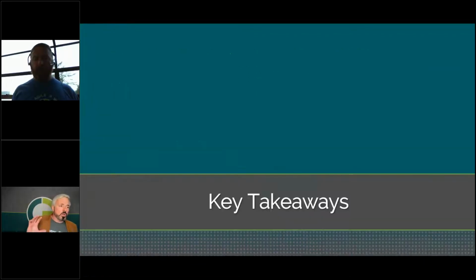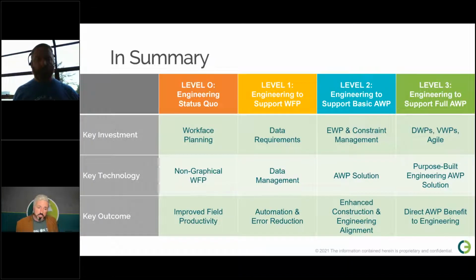So we went through a lot of things today, talking about the different levels of AWP maturity, the investments in technology and outcomes associated with those. From a summary perspective, here you can see that all in one view. Level 0 engineering maturity, the status quo. This is really where you see organizations doing work-based planning, but they're doing it with drawings that have been thrown over the fence. They're just receiving issued for construction drawings and then doing the best that they can with that to be efficient with the work that they can do.